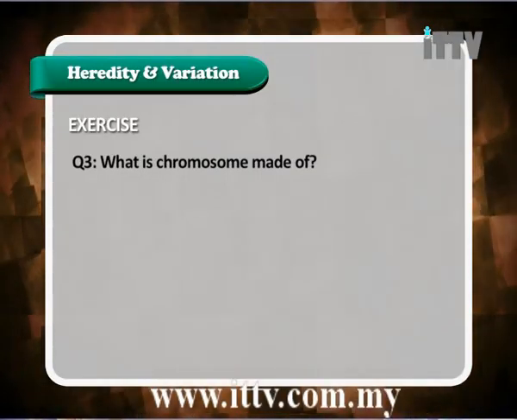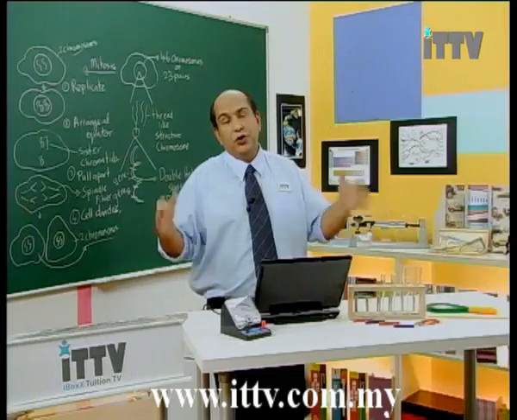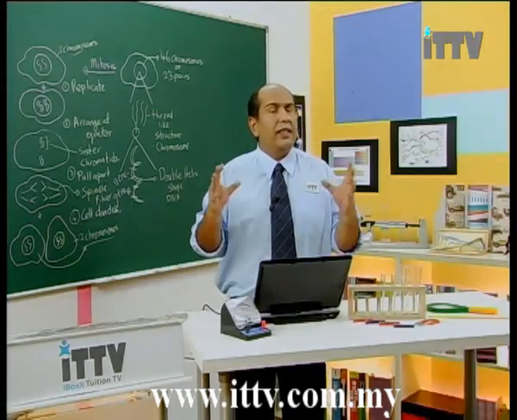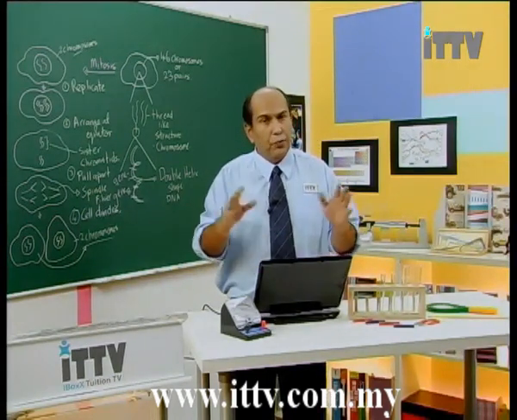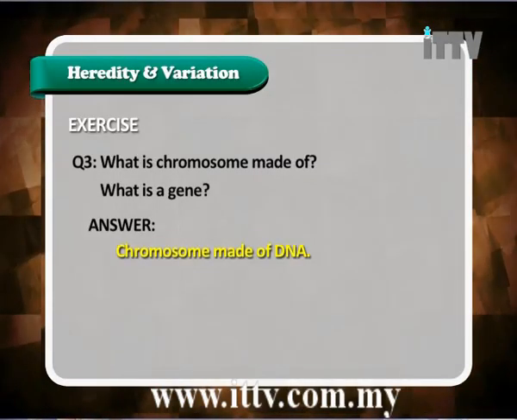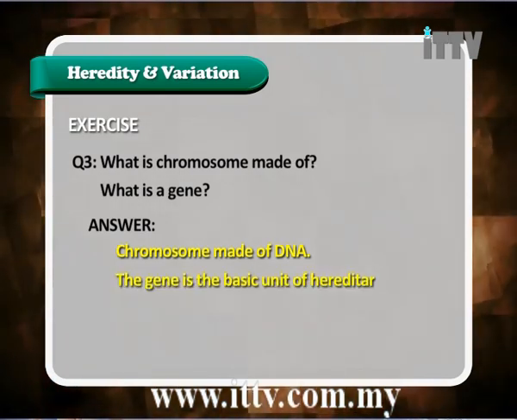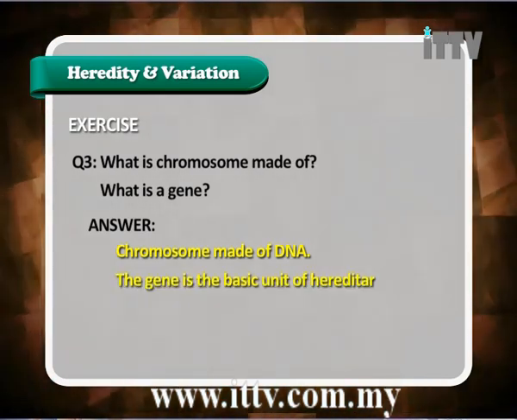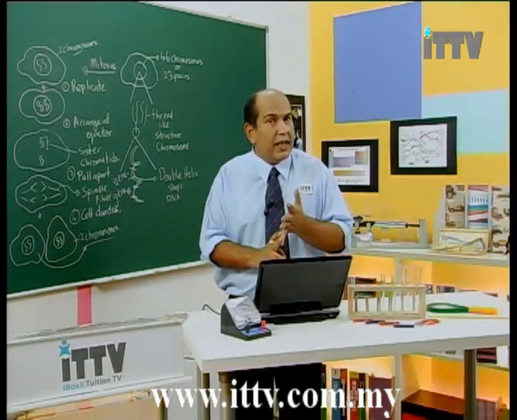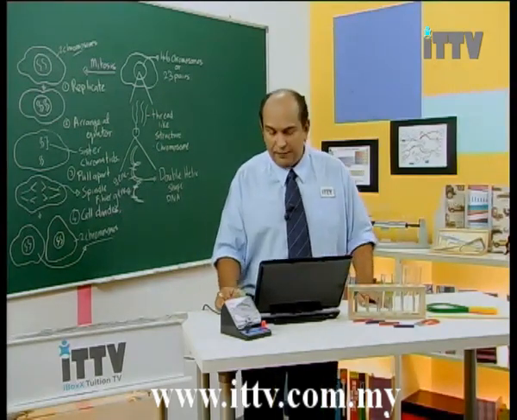Question. What is a chromosome made of? What is a gene? So this is just going back. What is the chromosome made of? And what is the definition of a gene? You should know both of these. Let's check the answer. Chromosome made of DNA. The gene is the basic unit of heredity. So this is basically what you need to know. Chromosome is made of DNA, and the gene is the basic unit of heredity.